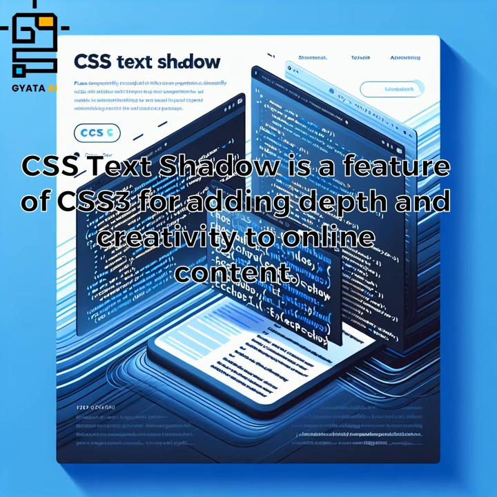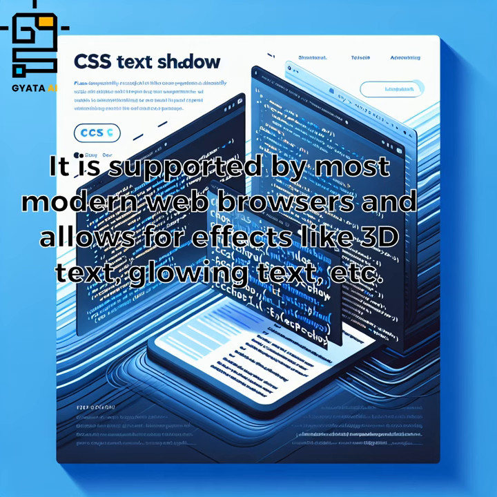Introduction. CSS Text Shadow is a feature of CSS3 for adding depth and creativity to online content. It is supported by most modern web browsers and allows for effects like 3D text, glowing text, etc.